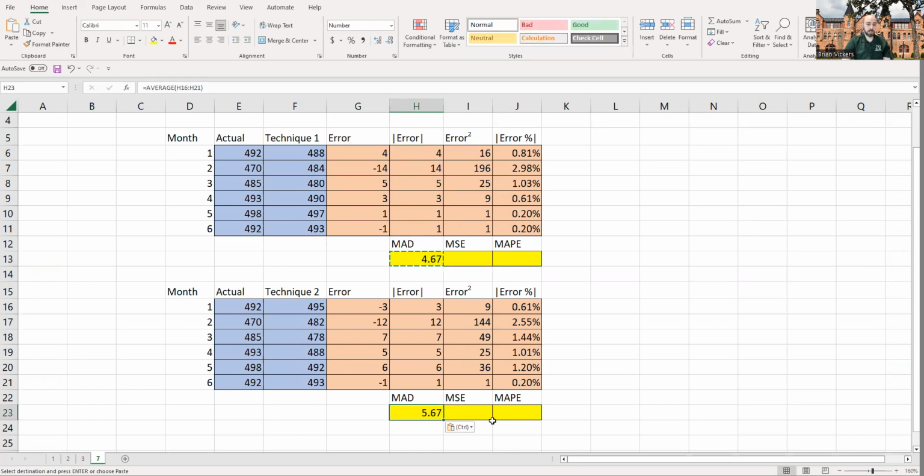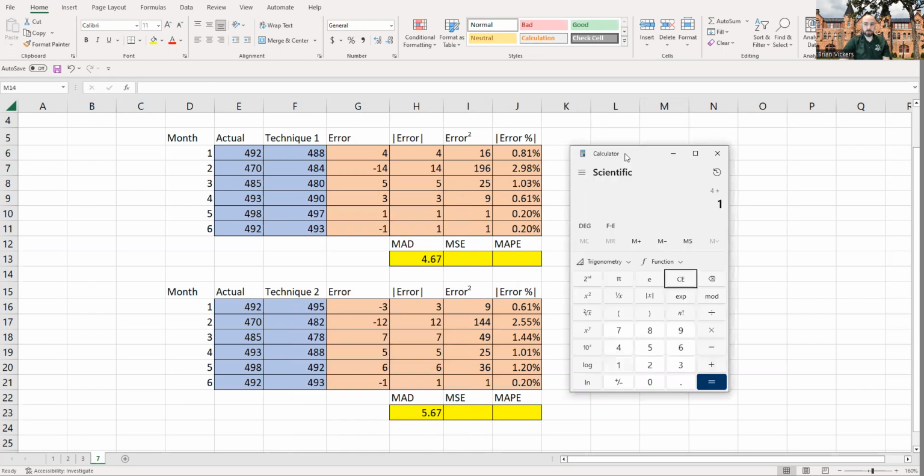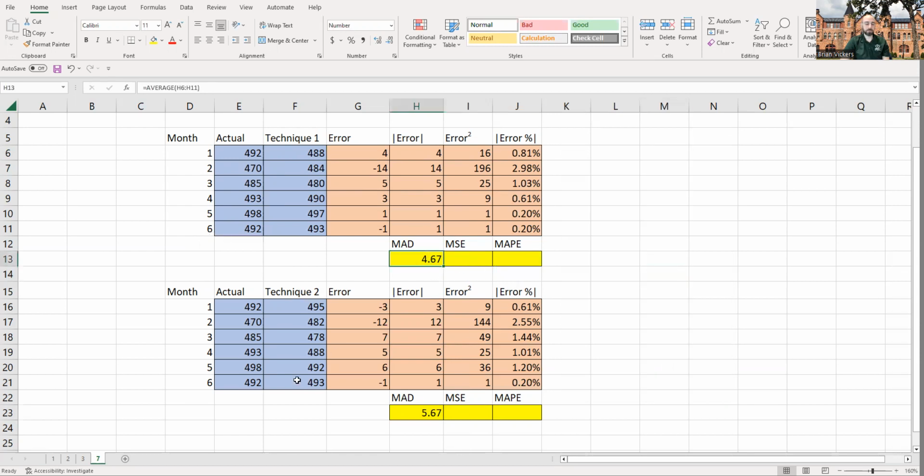And guess what? I can copy this and paste it here, and I'm done down there too, because it's going to take the average and shift everything down exactly the same amount. So as long as my setup's the same, I'm good to go. If I want to do this one by hand, I could just do 4 plus 14 plus 5 plus 3 plus 1 plus 1, and then divide by 6 because there's 6 periods. I get 4.666 repeating, 4.67.